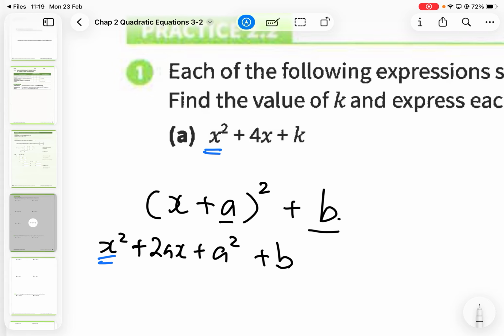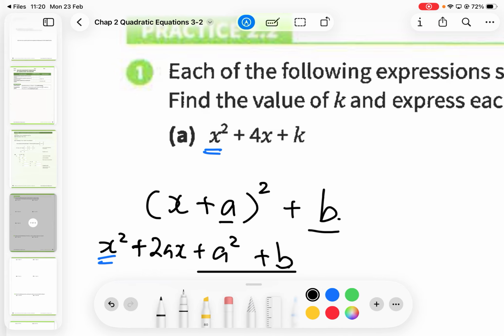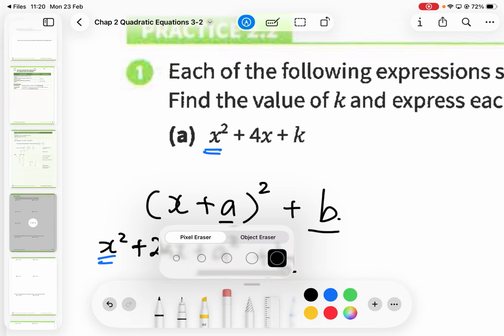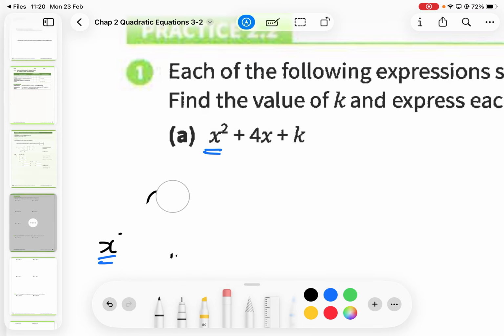Okay? Then if we compare the numbers, k is a number, a squared plus b is a number. So my a squared plus b must be the same as k. And then here, there are 4x. Hey, I came to the wrong question, sorry. I want to use question 2-1. Sorry, this one I erased. I should be at question 2, but I went to question A.